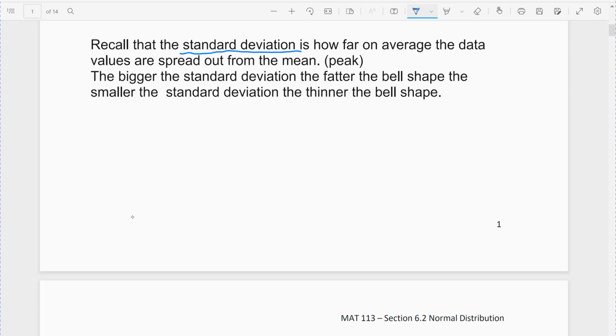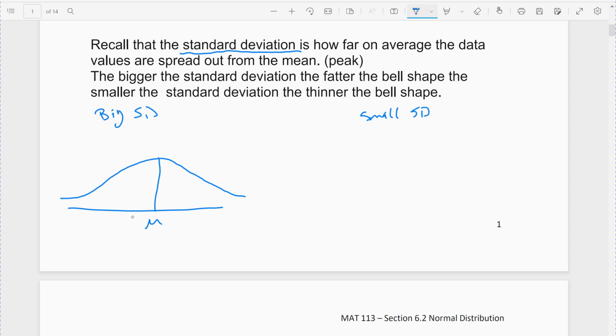Thinner means they would be tightly packed around it. Just to give you an example, if we have a big standard deviation, it would be a flat-looking bell-shaped curve. As this would be my mean, and again, the values would be fairly spread, so it would be flat. It would be a fat-looking curve. If it's a small standard deviation, all of them are fairly tightly packed around the mean.